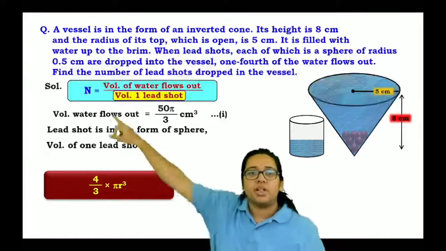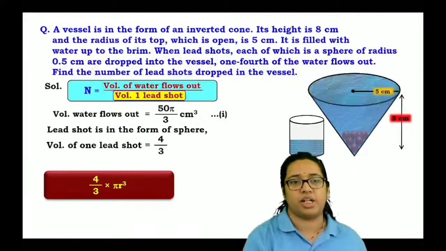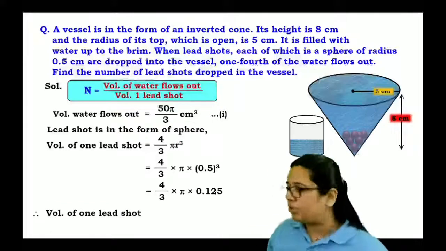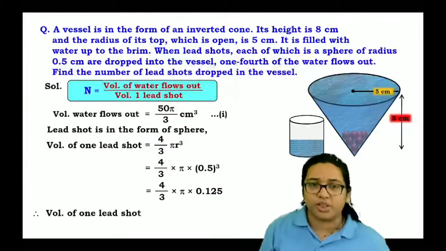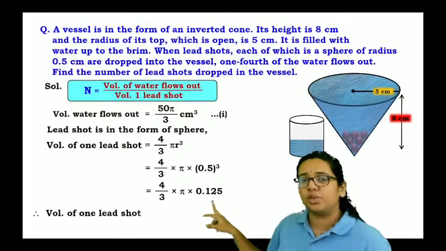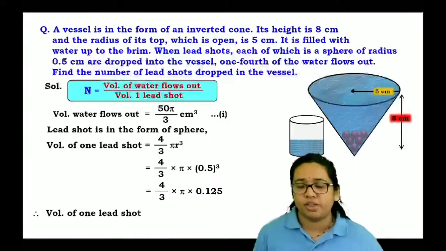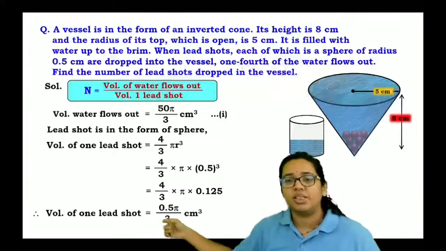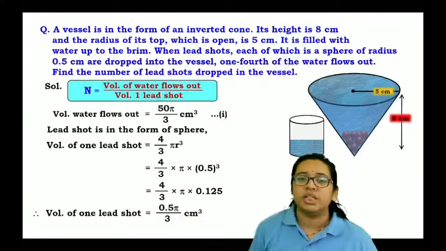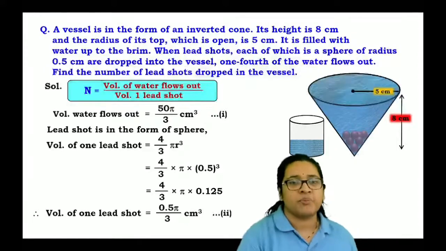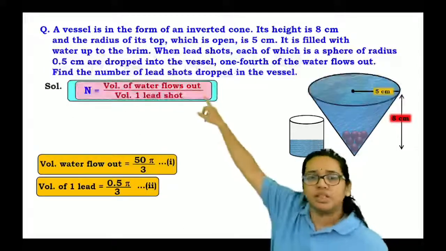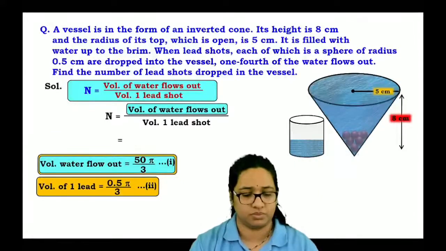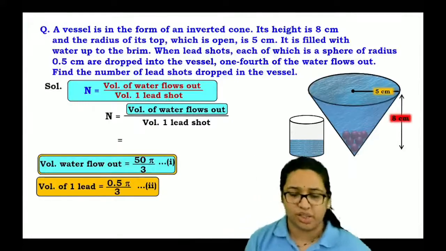For which the value of r was given as 0.5 centimeter. So 4/3 pi into 0.5 cube. But the cube of 5 is 125, so the cube of 0.5 will be 0.125. After simplifying this, you will get the volume of one lead shot will be 0.5 pi upon 3. So just using this and these two, you will get the required answer here.